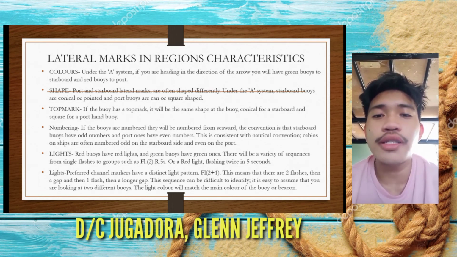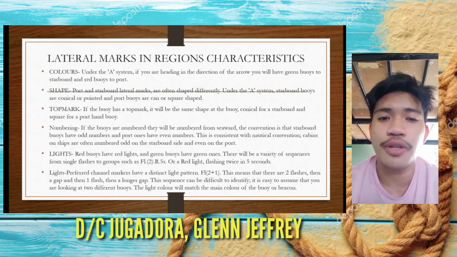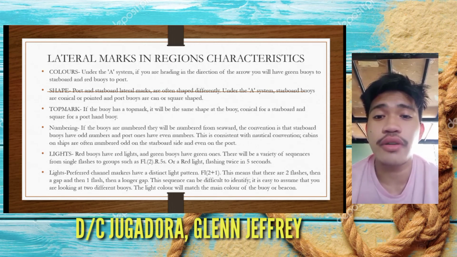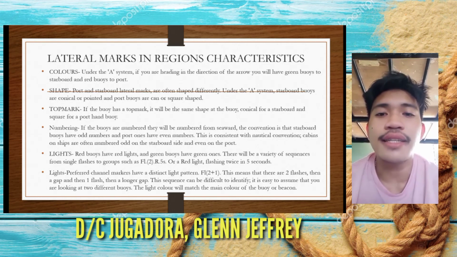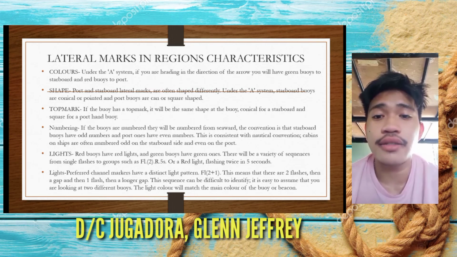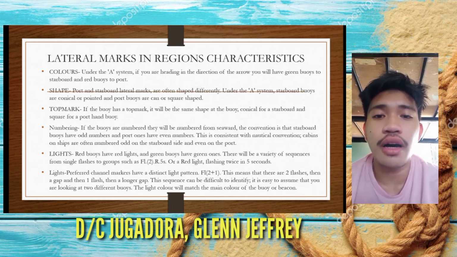Numbering: if the buoys are numbered, they will be numbered from seaward. The convention is that starboard buoys have odd numbers and port ones have even numbers. This is consistent with nautical convention. Cabins on ships are often numbered odd on the starboard side and even on the port side. Lights: red buoys have red lights and green buoys have green lights. There will be a variety of sequences from single flashes to groups such as Fl(2) R 5s, or a red light flashing twice in 5 seconds.